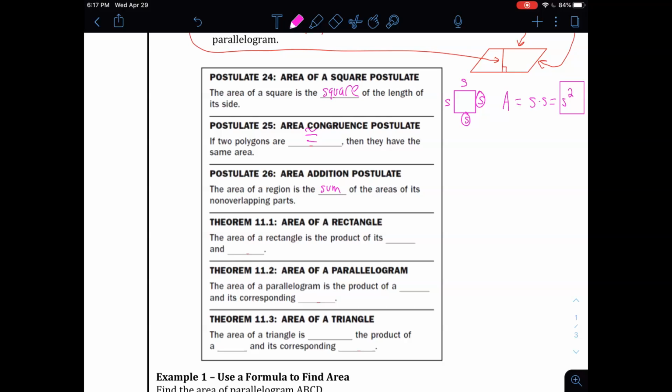Area addition postulate is something like this. If we had a shape like this, that was kind of sloppy. Let's fix that.